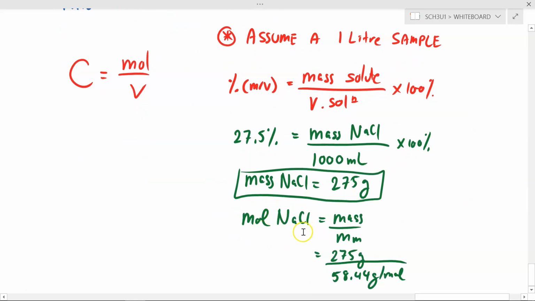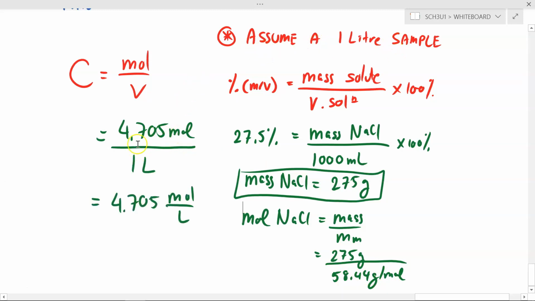So moles of sodium chloride is mass divided by molar mass: 275 divided by the molar mass, 58.44, which we can get from the periodic table, giving me 4.705 moles. Since we assumed a 1 liter sample, I can just divide by 1, which of course makes my calculation easy, and I get 4.705 moles per liter as my molar concentration.